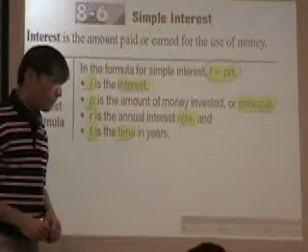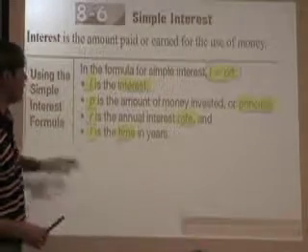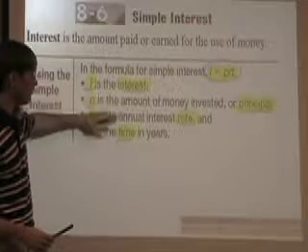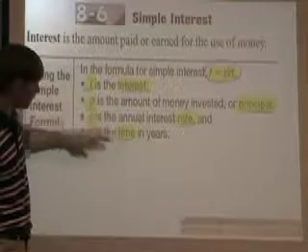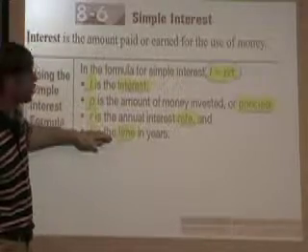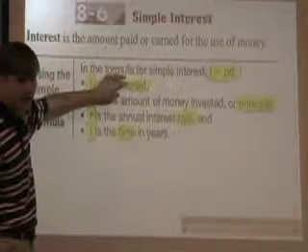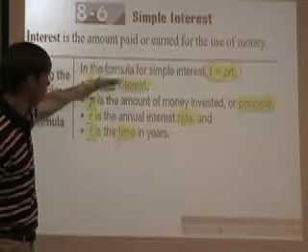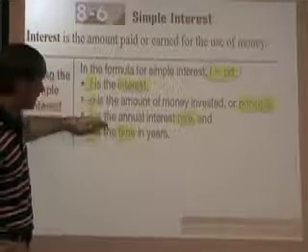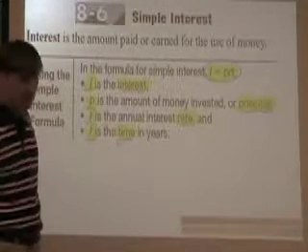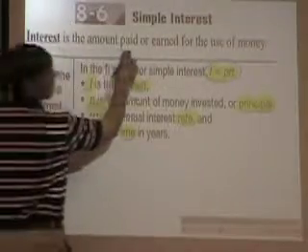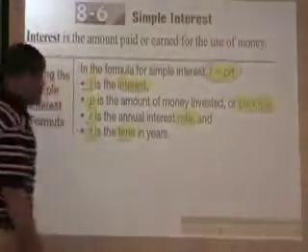Now, by the end of the day, I'm going to be able to give you the amount of principal, the rate of return, and the time, and you're going to be able to tell me how much interest has accrued. But first, you have to know what interest means. You got to know what principal means. You got to know what rate and time mean. Okay? Interest, it says here, is the amount paid or earned for the use of money.